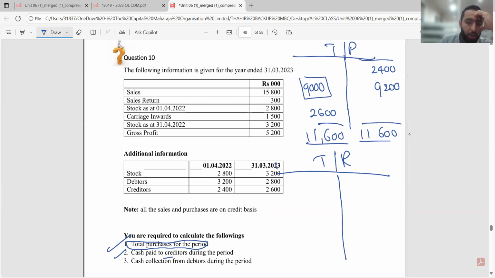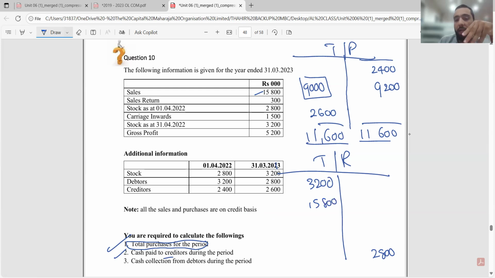Trade receivable control account. Okay. Debtors, opening balance 3,200. Closing balance 2,800. What else? Yes, the sales they have given, 15,800, put it on the debit side.